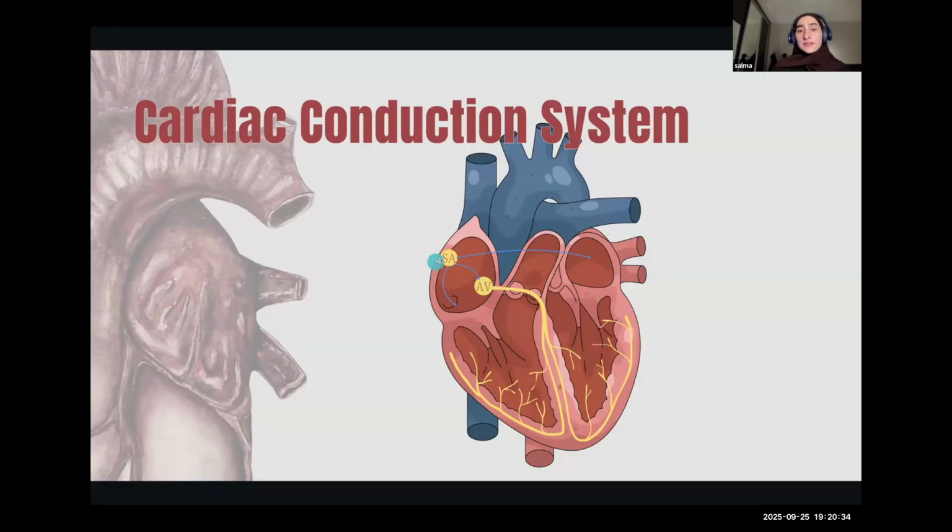Basically, the SA node we said is a pacemaker. It has automaticity, which means it can fire on its own. It doesn't need an external stimulus. It's self-sufficient and it can fire on its own. It's going to depolarize the atria. It's going to depolarize the AV node. The atria are going to contract, but in the AV node, it's going to pause for a bit. It's going to slow down. Then it's going to go from the AV node to the bundle of His.